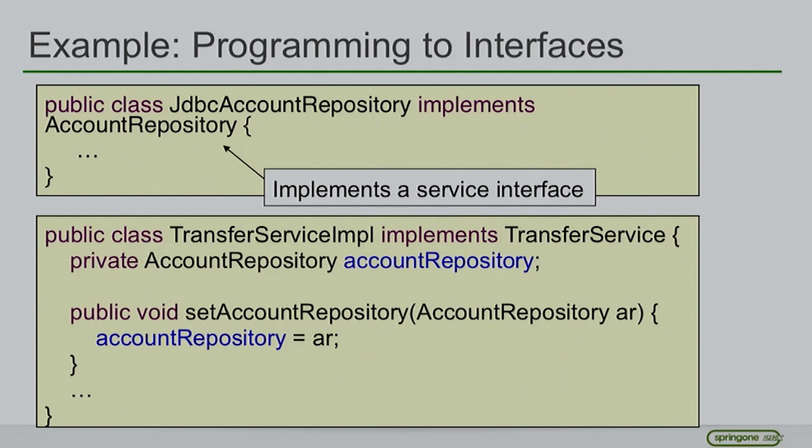In this example, we have a JDBC account repository that implements account repository, and transfer service impl that implements transfer service, but notice what object type we have a dependency on: any implementation of account repository. That could be one implemented for JDBC, one for Hibernate, one for JPA, or a stub that I use for unit testing. It doesn't really matter. That's what we refer to as programming to interfaces. It turns out this is a huge building block that Spring takes advantage of.